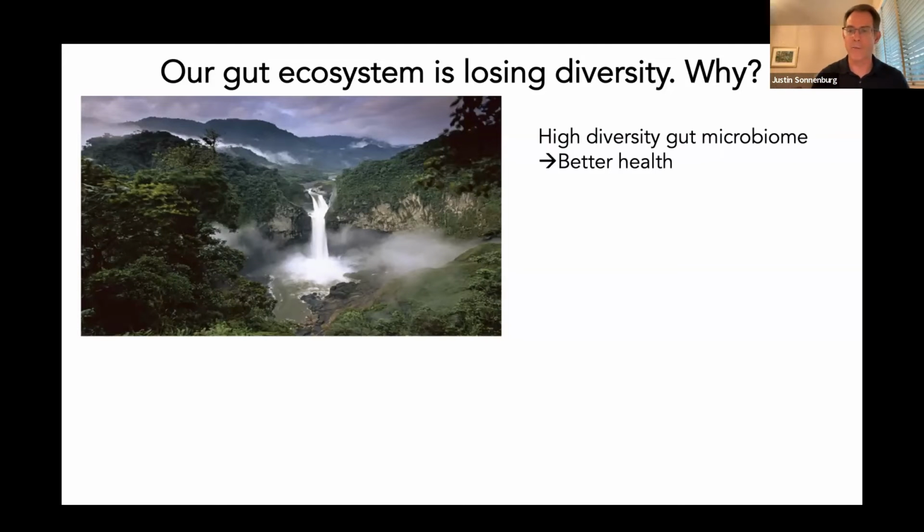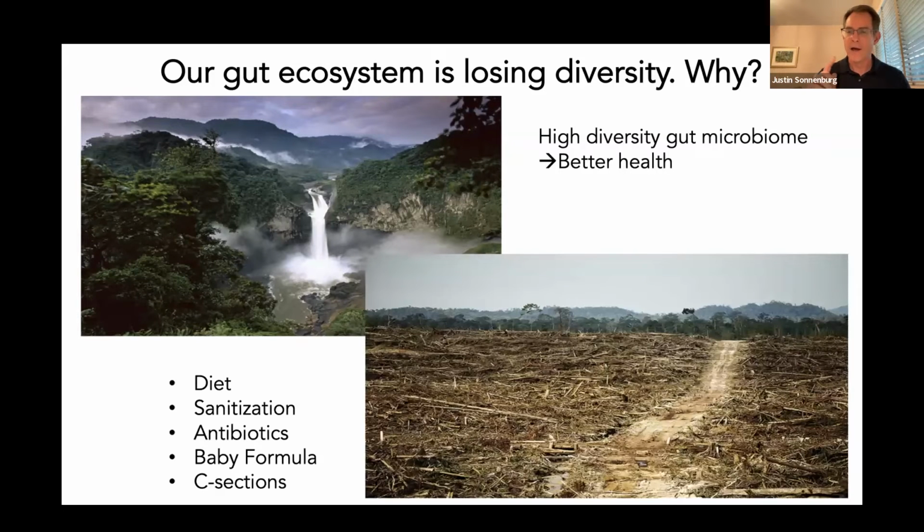So we can think about our gut microbiome almost as a complex rainforest, a complex ecosystem. And yet, because of highly processed foods, excessive sanitation, antibiotics, baby formula, and C-sections, our microbiome has suffered a lot of what we would consider collateral damage. It has been impacted by many of the things that keep us safe from pathogens, that make it possible to do a lot of things that aren't possible in the non-industrialized world. But there is a cost to many of these things.